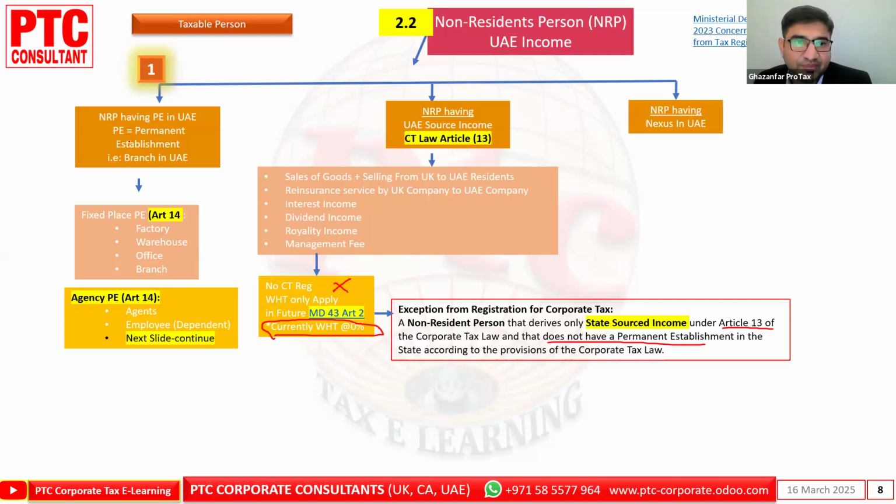For a non-resident person, one is the permanent establishment, second is the source, and third is the nexus. What is the nexus? We already learned this point. The next point is the nexus. The non-resident person generates income through the nexus also. What is the nexus? Nexus is a connection.